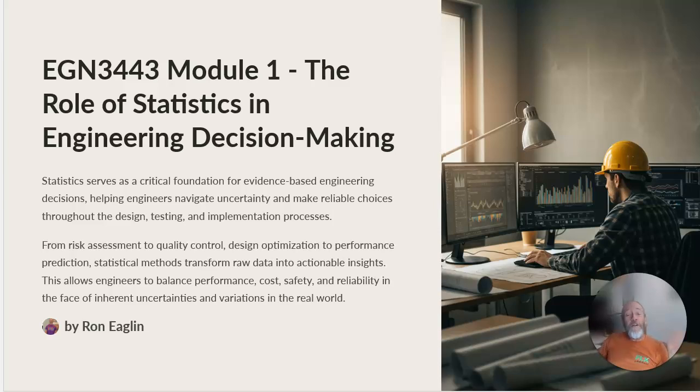This is EGN3443, Probability and Statistics for Engineers. And this is the lecture to go with Module 1. And this is just going to give you an overview. The real learning is going to occur when you start doing the real work, but this will at least get you started.